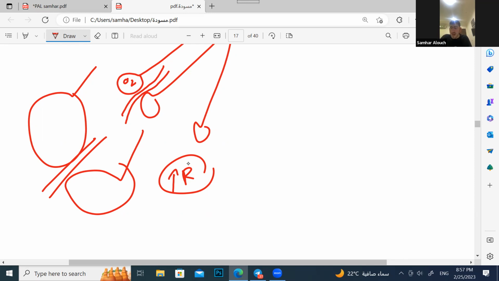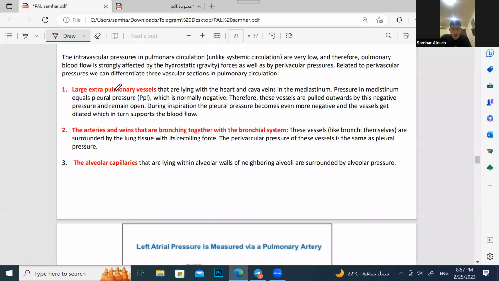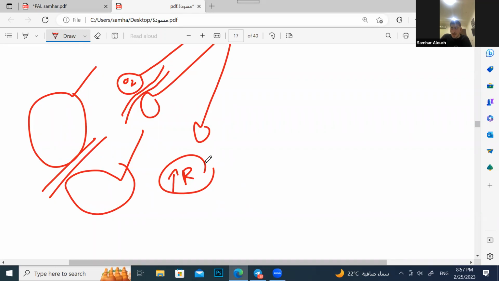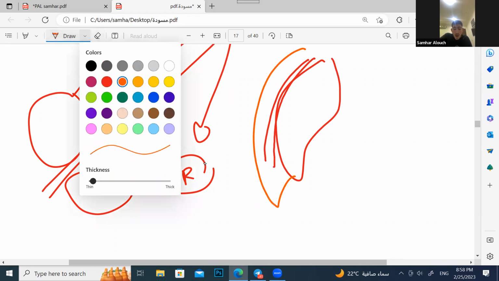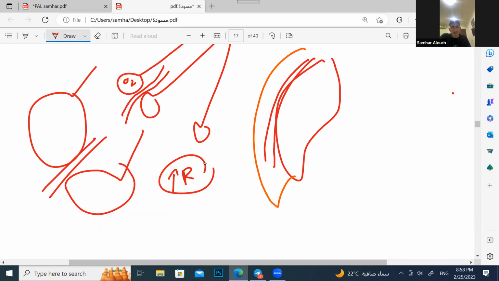The second type of vessels are the large extrapulmonary vessels. It's like you have the lung, and it's a vessel that supplies the lung, but it's outside it. And we have the pleural space here outside. This artery has elastic fibers and these things. Now if I inhale, this pleural space will get big, and this lung will get big, and this artery will get stretched by them.